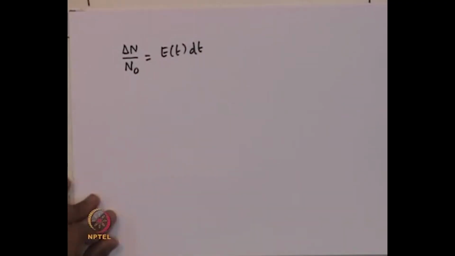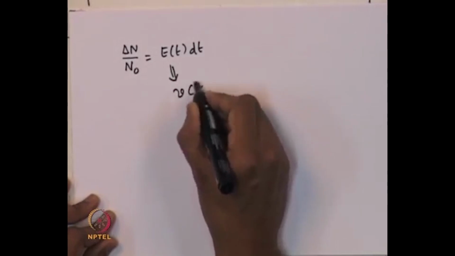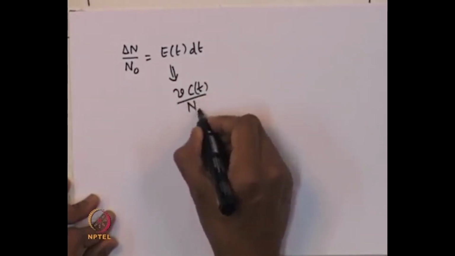So, what does this E of t represent? E of t is the RTD function, which is V into C of t divided by N naught.